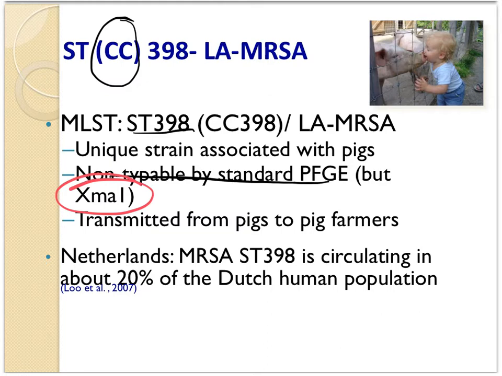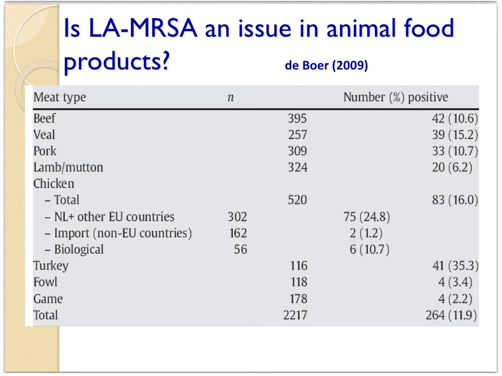In the Netherlands, it's believed, and reported, to be circulating in 20% of the Dutch population. It's very high and particularly associated with pig farmers, their families, and pig farm workers. I may have some data on that in the next slide.